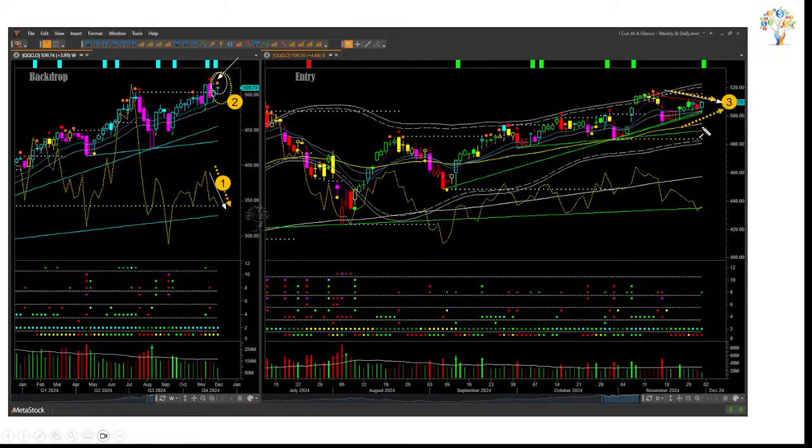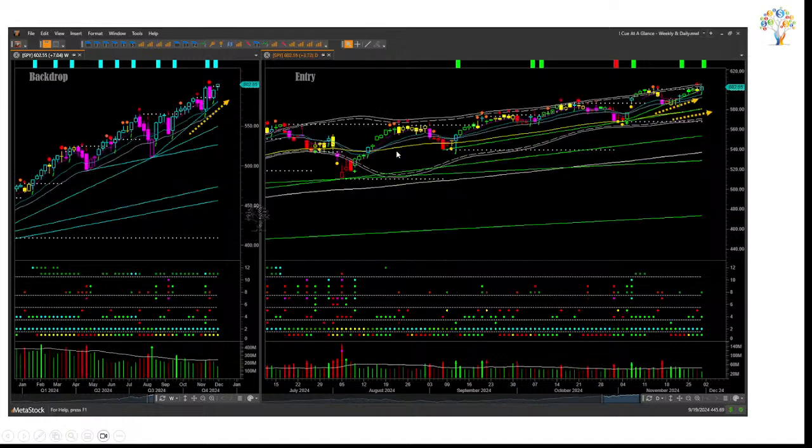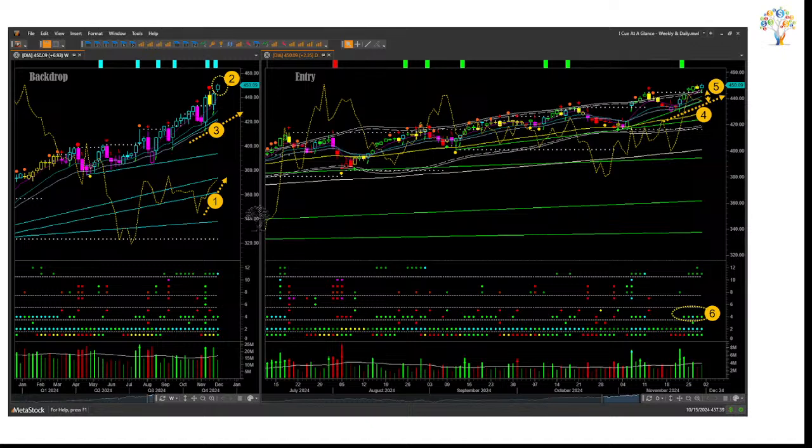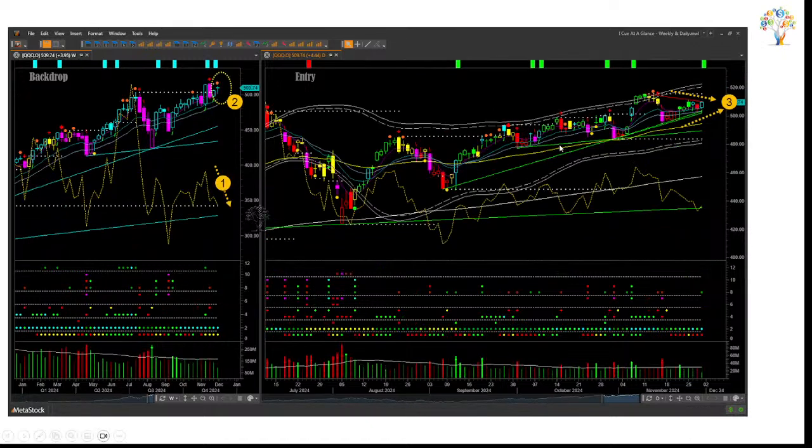DIA actually made a new all-time high, and if I go back, SPY also made a new all-time high this week. So this is SPY. Go back one more slide. DIA. Both DIA and SPY made a new all-time high. But back to QQQ. QQQ did not make a new all-time high. Instead, it is right at the tip of a triangle pattern.